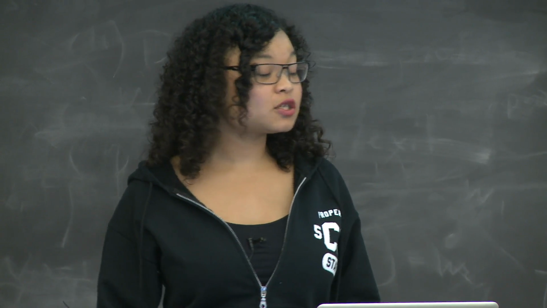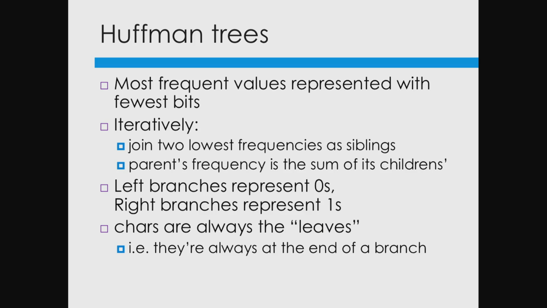All right, so first let's look at Huffman trees. Huffman trees are binary trees, meaning that each node only has 2 children. And in Huffman trees, the characteristic is that the most frequent values are represented by the fewest bits.